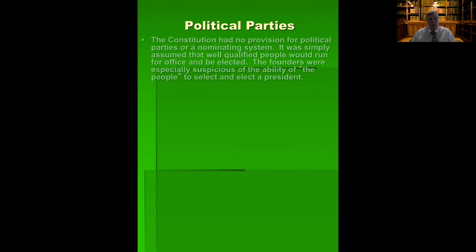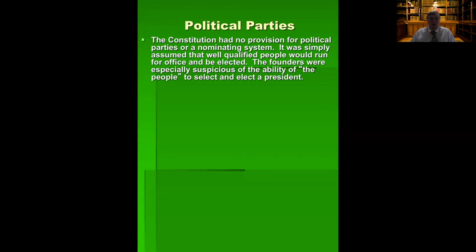Political parties have always been important in presidential elections. Certainly after 1800, political parties became exceedingly important. So we're going to talk about political parties now for a while. The Constitution did not provide for political parties or a party nominating system. It was just assumed that well-qualified people would run for office and be elected.